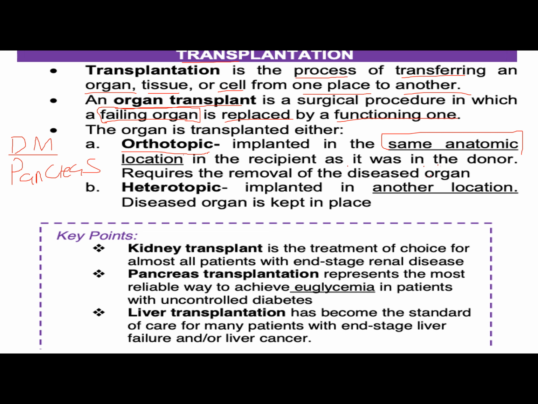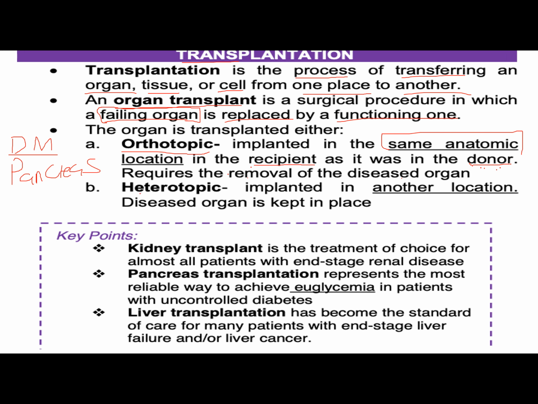So let me emphasize this orthotopic, class. Same anatomic location in the recipient as it was in the donor. So if it's located in your heart, if you're going to receive a heart transplant, automatically you're also going to put it in the same anatomic location. It requires the removal of the diseased organ. So this is more applicable, class, to heart transplant, liver transplant, pancreatic transplant, and so on.